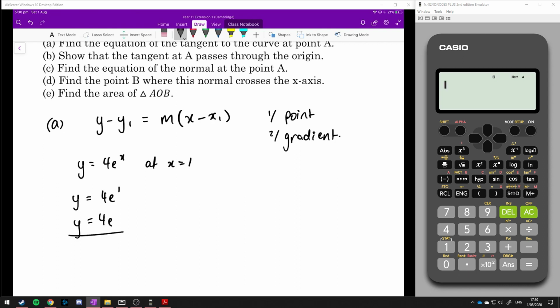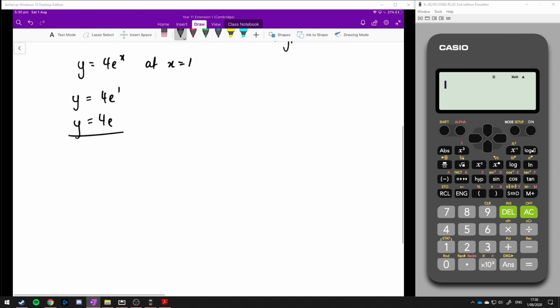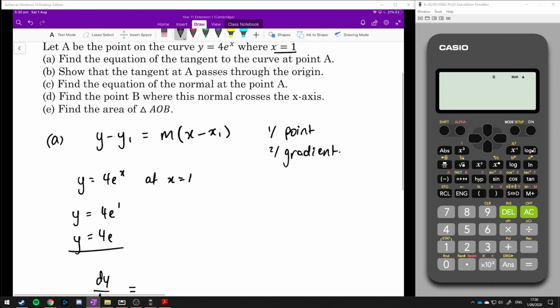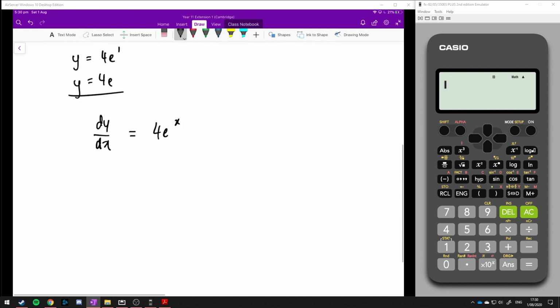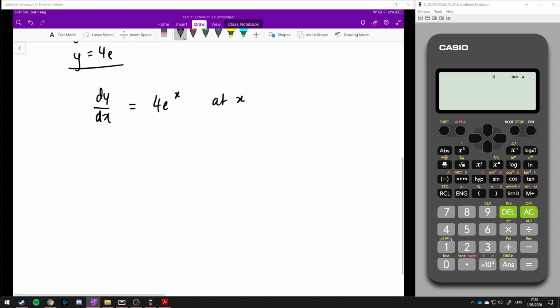Now we're going to leave these values as exact values because it just makes life a lot easier. And it means we're going to get the exact value, not an estimation or approximation. So that's our y value. Now we need to find a gradient. So to find the gradient, we're going to do some calculus. So the derivative of 4e to the x is just 4e to the x, because remember the x comes down, which is 1. So 4 times 1 is 4, and e to the x. So dy/dx is equal to 4e to the x. Now at x is equal to 1, our gradient is equal to 4e to the 1, which is equal to 4e as well. So m is equal to 4e.